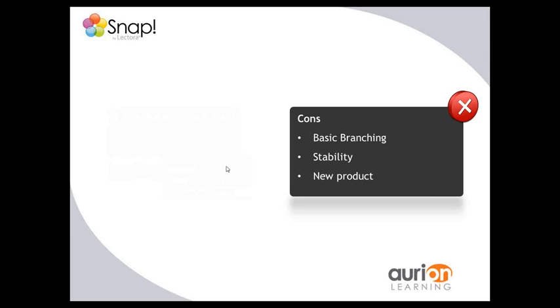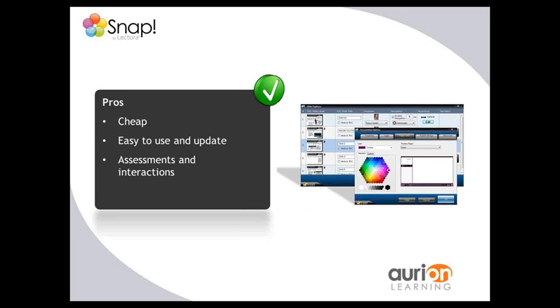Overall, then, let's go back. We have our main pros for Snap as an authoring tool, first and foremost its price. It's aimed very much at rapid e-learning development, and as such it's £65 per license or thereabouts, and this is again for a single user license. It is very easy to use and update, which is a great selling point of it.